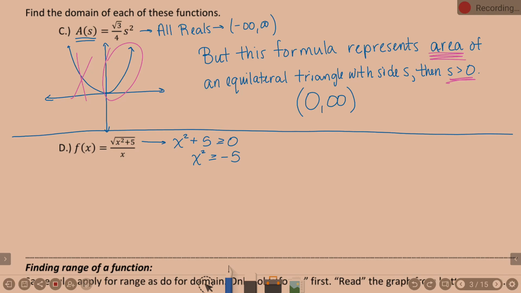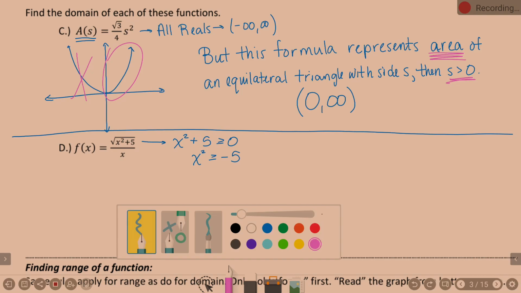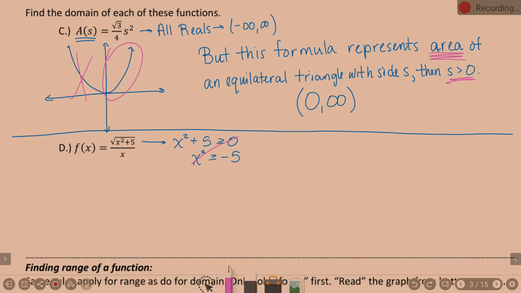So with that in mind, basically what we're saying is this is going to end up not mattering. Or in other words, I'm going to say, because, how do I want to say this? X squared plus 5 is guaranteed positive.